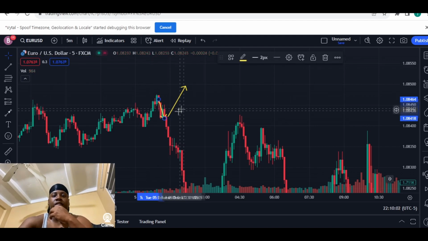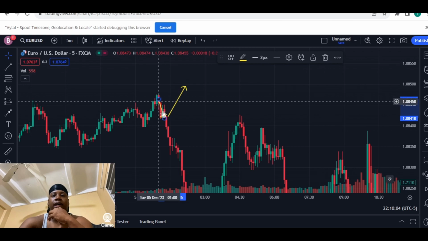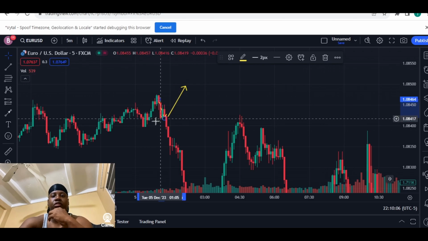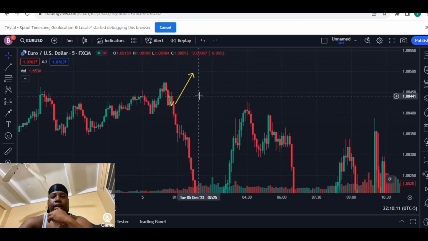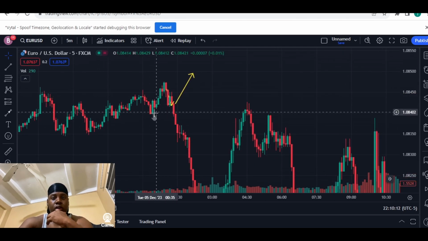Alright, so that's what it was expected to do. It was expected to make a higher high, and then it was expected to reverse before breaking this low. Alright? But that's not what it did. It actually broke the low.